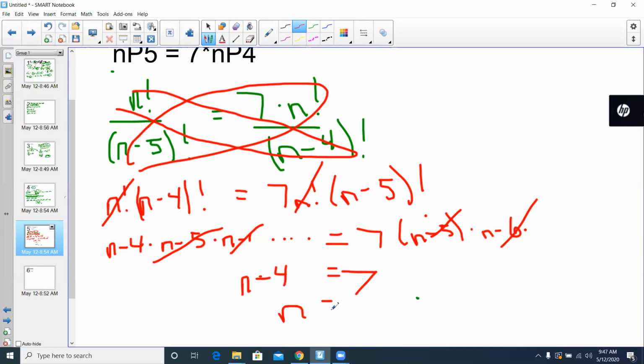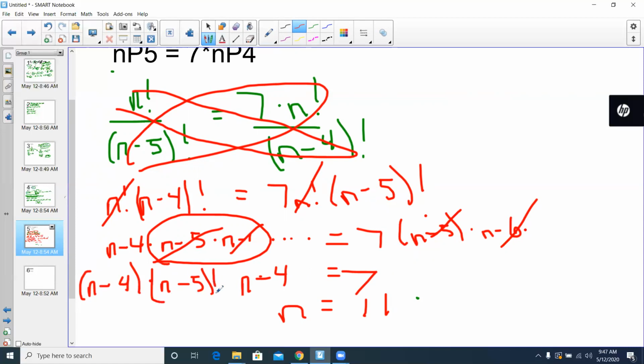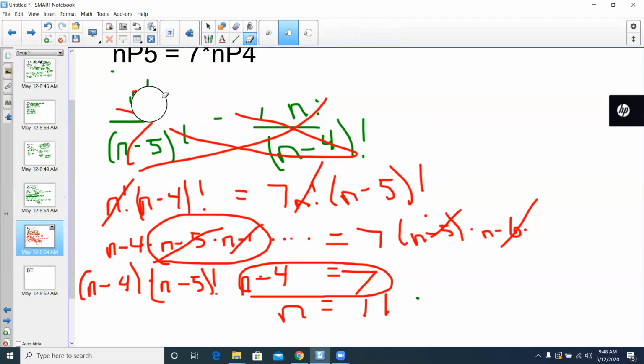So n equals 11. And then right back here, guys, seriously, back here, all of this stuff right here is n minus 4 times n minus 5 factorial. That's what that means, right? Okay. So that n minus 5 and this n minus 5 factorial are going to cancel off, and you'll have your n minus 4 equals 7. All right?